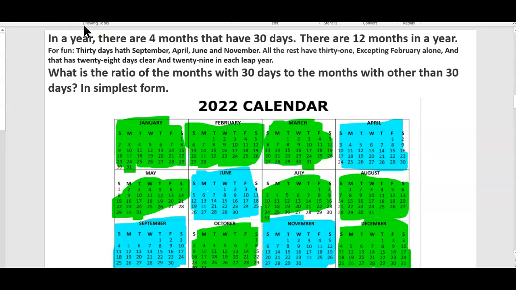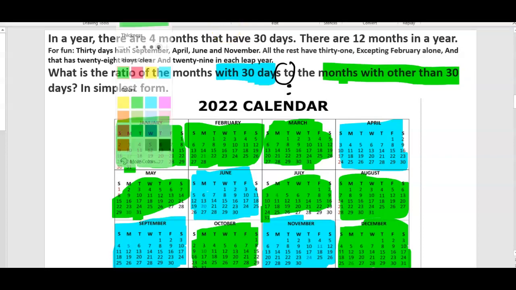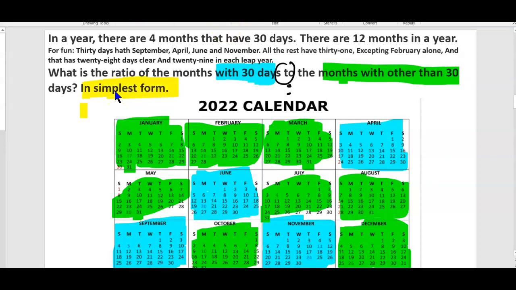So what's the question say? What is the ratio of months with 30 days to the months with other than 30 days, in simplest form, of course? We're doing that. 30 days is blue, so 2. The months with other than 30 days, which is pretty much 31, so darn February. They gotta just add that in there, don't they? Well, let's find out what it is without simplest form. Let's just find out what it is like this. Blue to green. 1, 2, 4.